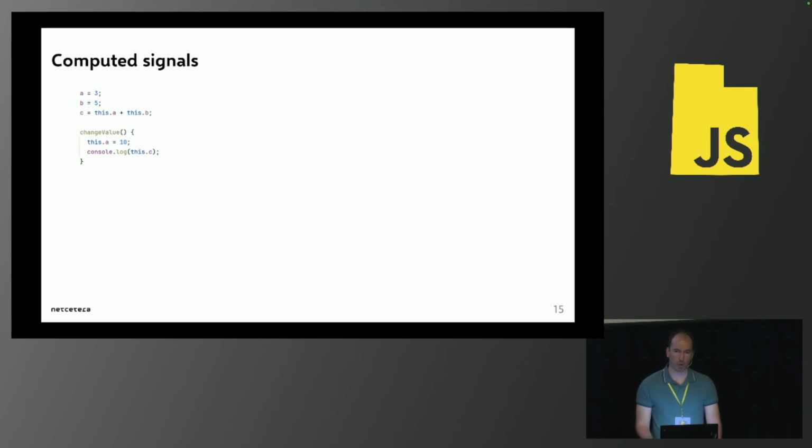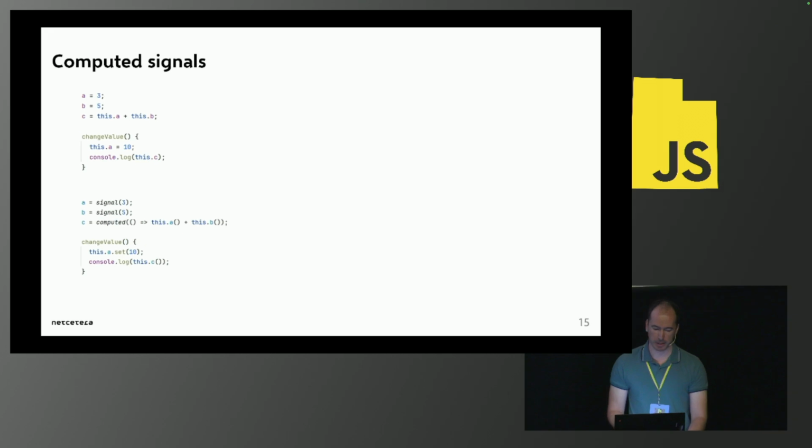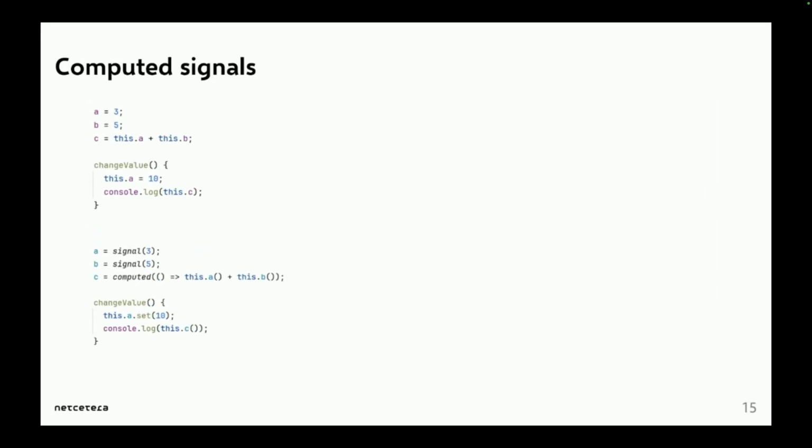And that's why we have computed signals. If we rewrite this example, now we have C, which is computed from A and B. This means that C is now tracking the changes from A and B, and in this case, what do we expect the value of C to be? Yes. So this is mainly the purpose of computed signals.